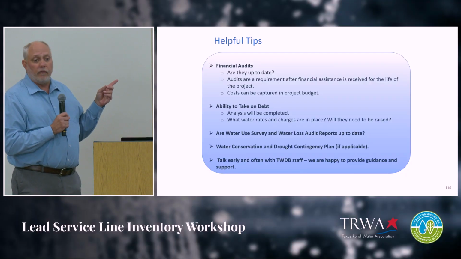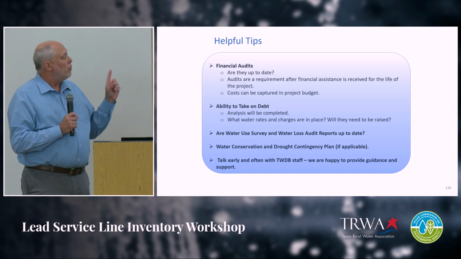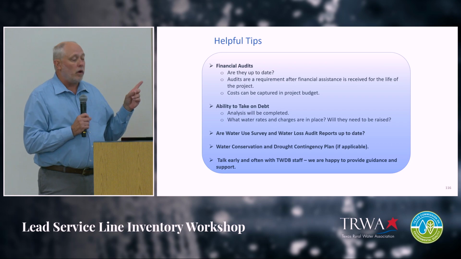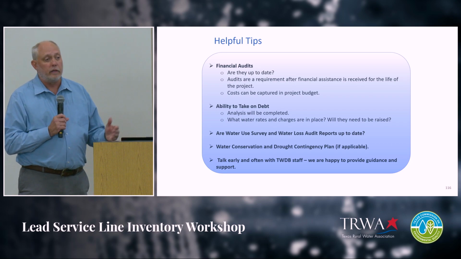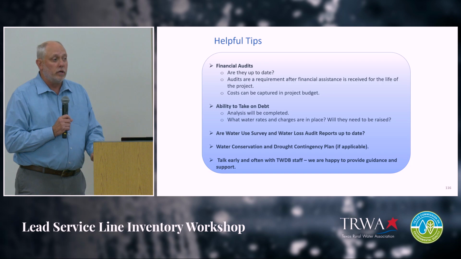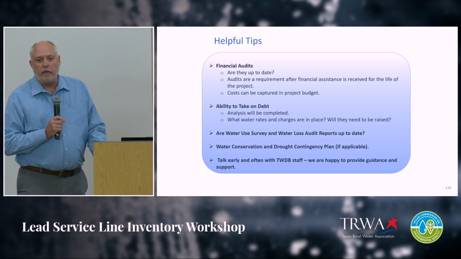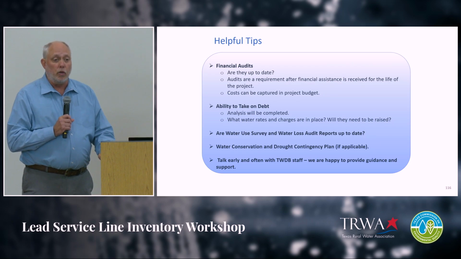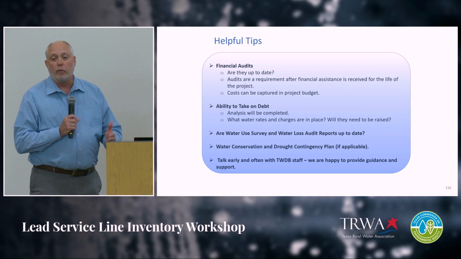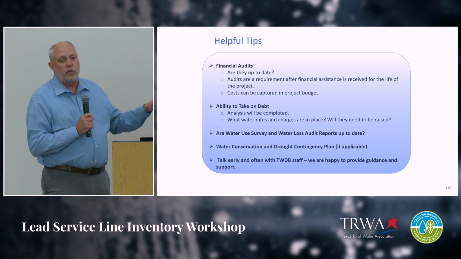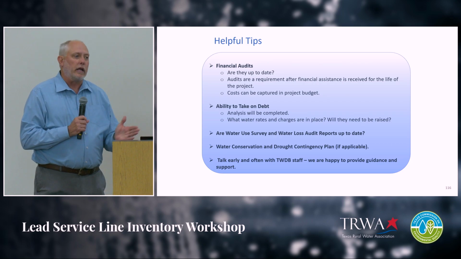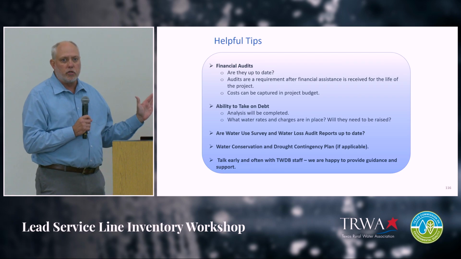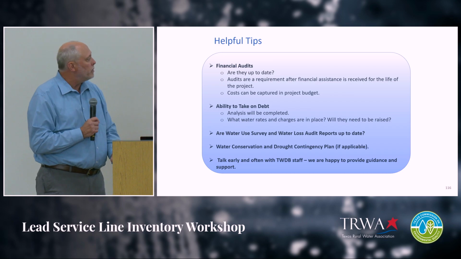Other things that you may be familiar with, the Water Development Board, we have an annual water use survey and water loss audit reports that are due to us. I think they were due back in March and May of this year. We want to make sure those are up to date. And then the water conservation and drought contingency plan, if that applies to you, make sure those reporting requirements are up to date. If some of these items are outstanding, that's going to kind of stall the process of proceeding with the loan. So we want to make sure that you're up to date on all our reporting requirements.